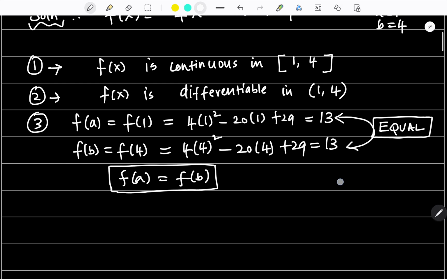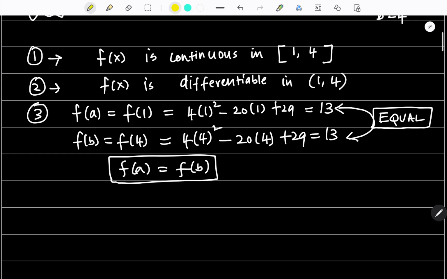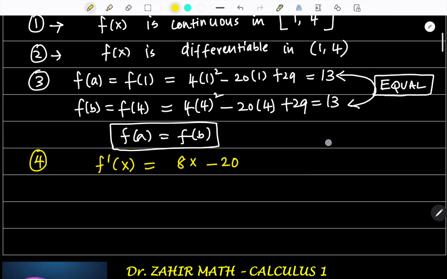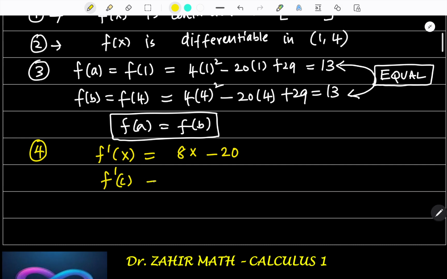If this condition is satisfied, then the fourth step, I told you, is to find f dash of x. What is your f dash of x? Here, 8x minus 20. Then I said f dash of c is equal to 0. Okay, so it means you are going to put c in the place of x. Or I will write one more step, it will be easy for you. I'll write f dash of c. What is f dash of c? 8c minus 20.